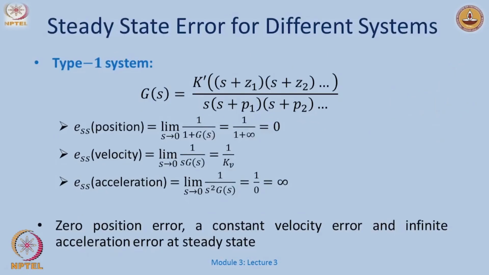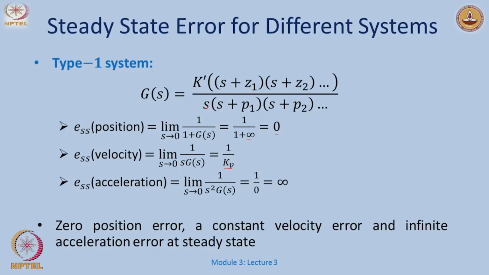Okay, so since this has a pole at the origin, this will go to infinity and the error will go to 0. Similarly, the velocity error would be limit s going to 0, 1 over s times g of s. So, this s and this s would cancel out and I will have a constant here, okay, and the acceleration error will go to infinity.